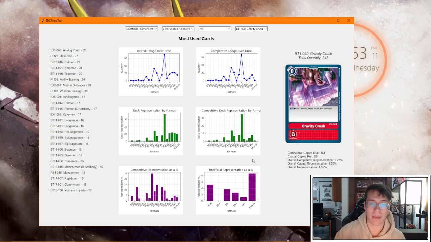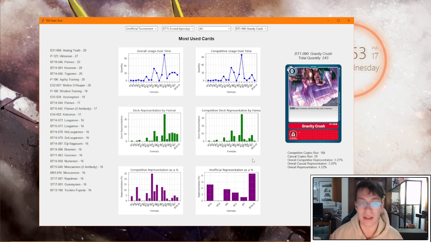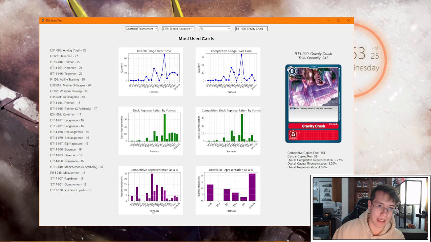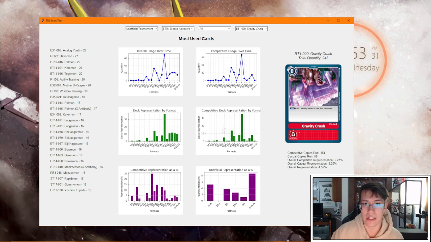You can see a certain number of decks were run, but if you don't know how many decks were run in a format total, you don't know proportionally how relevant the card was. So this last graph is made to contextualize that information, to let you know whether the card was showing up a lot or not. Surprisingly, EX4 had the highest representation for Gravity Crush with a 25% representation, contrary to its usage. Well, I guess that's the second dip on the competitive usage over time graph, but that's pretty cool, isn't it?